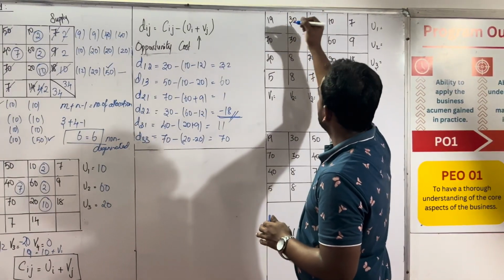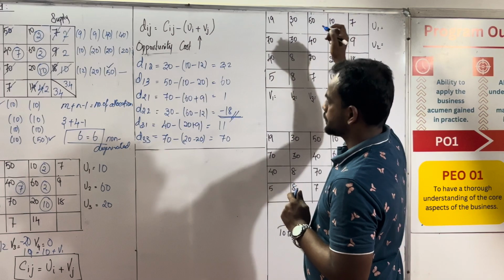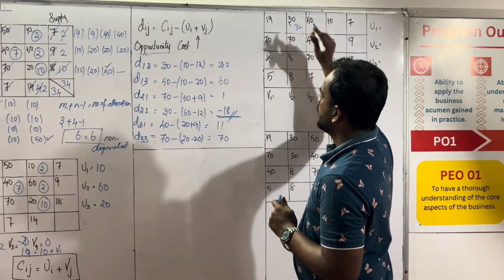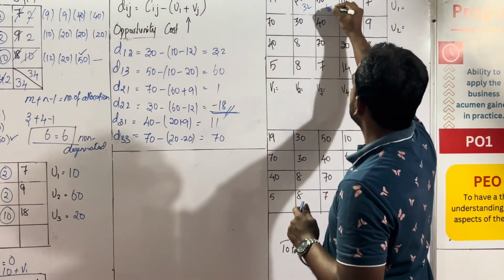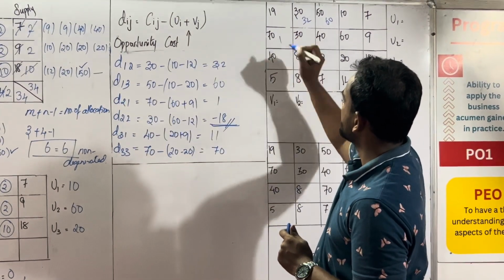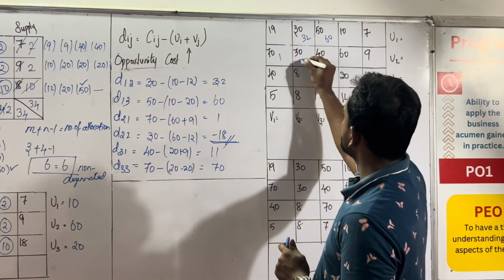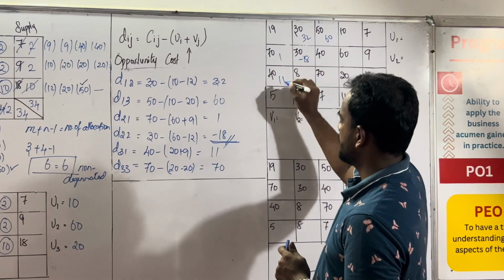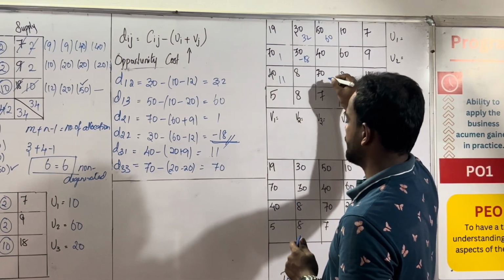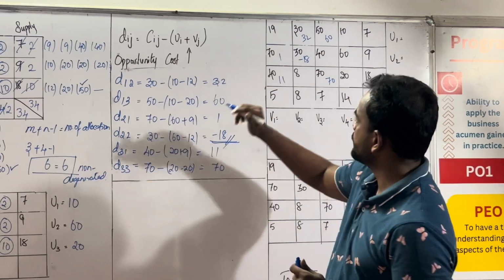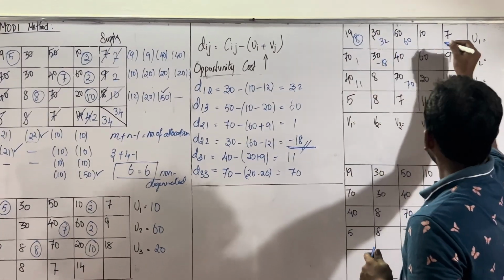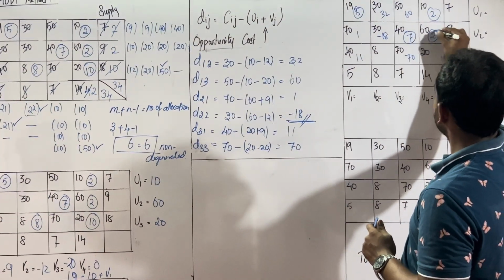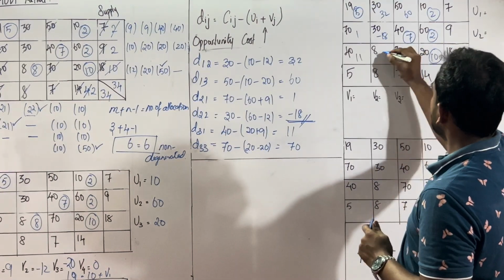So let us first write the opportunity cost. D12, the opportunity cost is 32, and D13, the opportunity cost is 60, D21, the opportunity cost is 1, and D22, the opportunity cost is minus 18, and D31, the opportunity cost is 11, and D33, the opportunity cost is 70. So now let us write the allocation from the previous table. So 5 here, and you have 2 here, and 7 here, and 2 here, and 10 and 8.